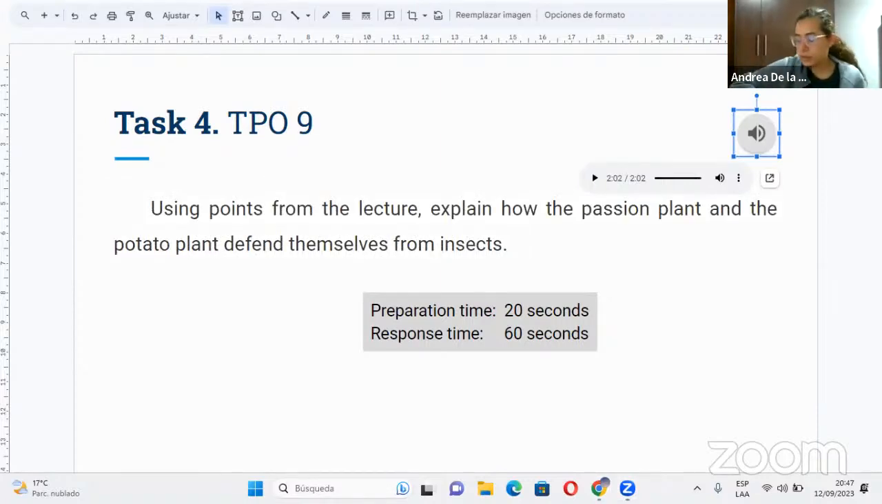Okay. Now, using points from the lecture, explain how the passion plant and the potato plant defend themselves from insects.